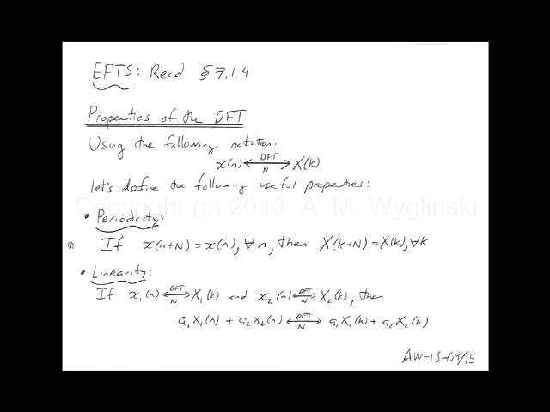The first one is periodicity. We know that our x of n, the way we set it up, we're only sampling from 0 to N minus 1, and then it's periodic after that. What happens is, assuming our time domain signal is periodic, it also turns out that our frequency representation will also be periodic by the same amount.